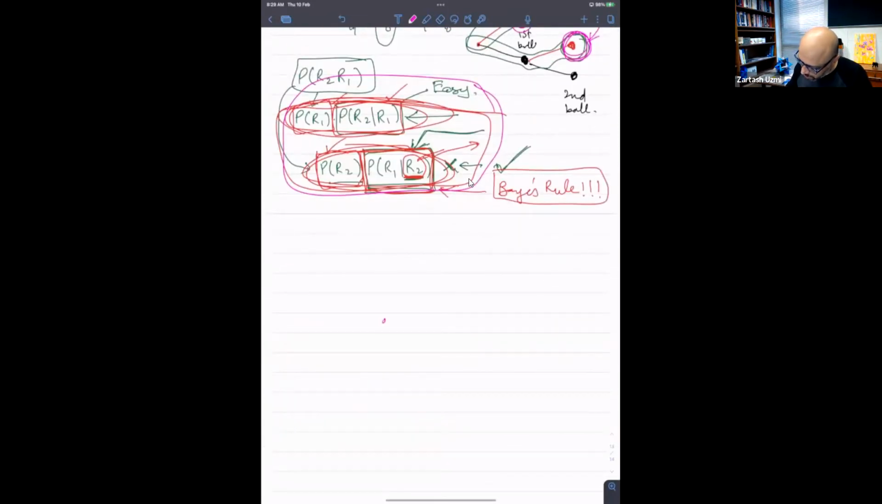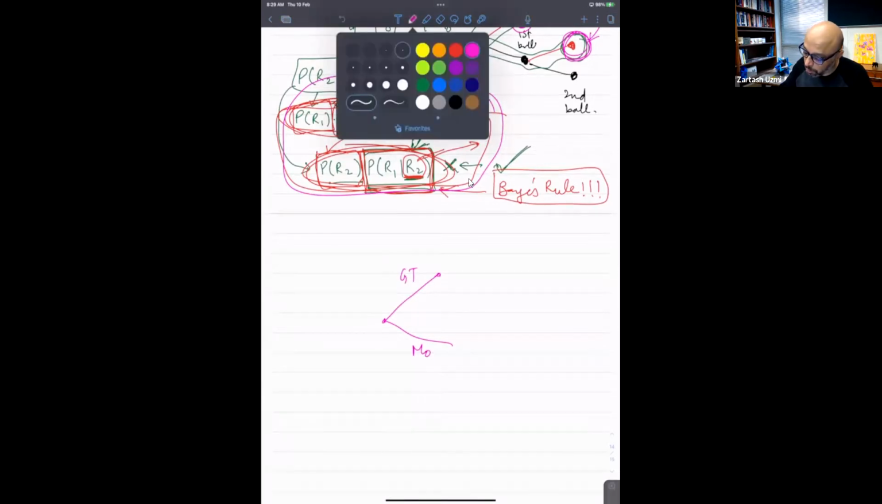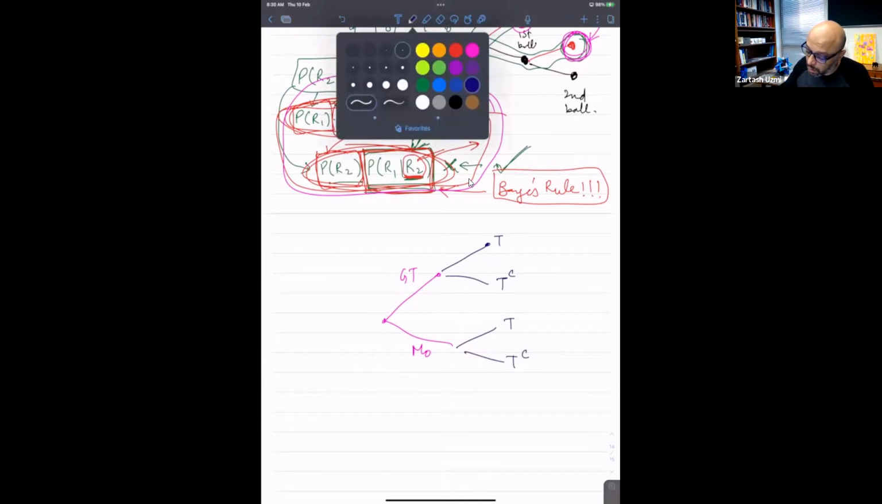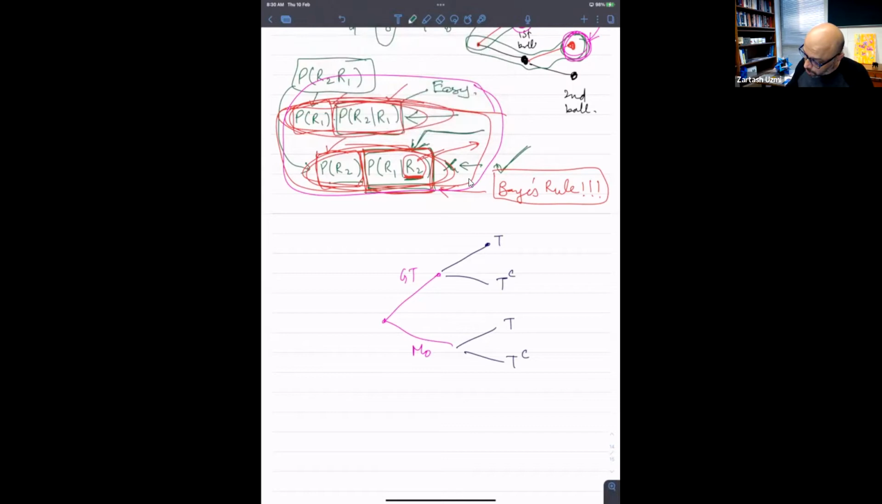Exactly like this, you can take the GT road or the motorway, and after that you get a ticket or no ticket, T complement, which means no ticket. Okay? So if I ask you what is the probability of getting a ticket, then you can answer this question by considering this path and by considering this path.